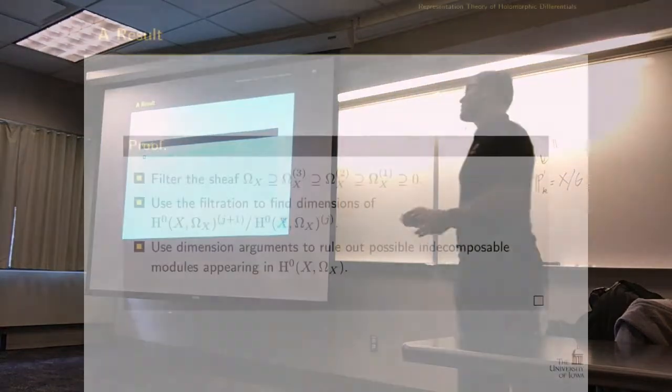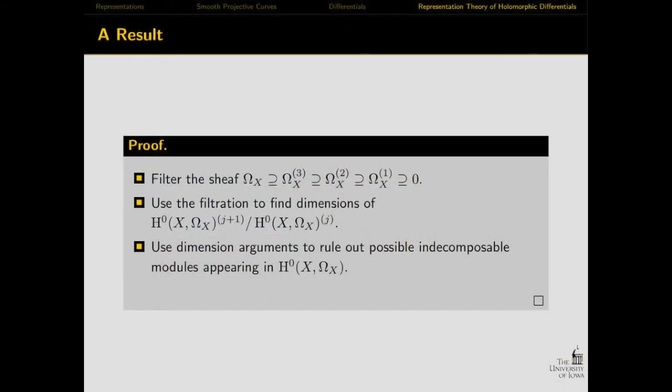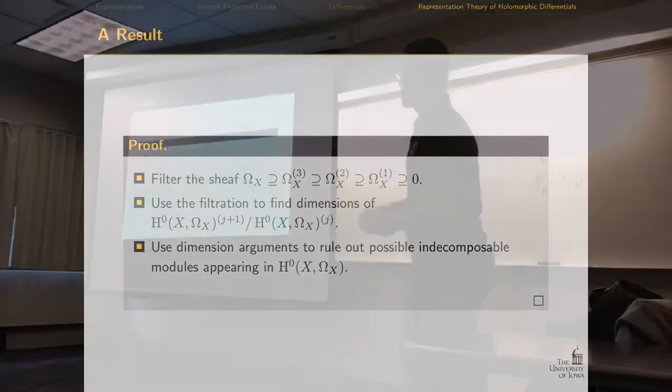So we filtered the sheaf into a sequence like this. We have some subsheaves, omega X3, omega X2, omega X1. And then we looked at quotients of these, quotient sheaves, so omega X3 mod omega X2. We said, what can we say about these things? What's the structure of this sheaf? Can we get a better description?